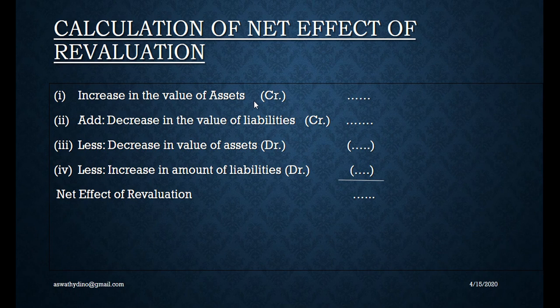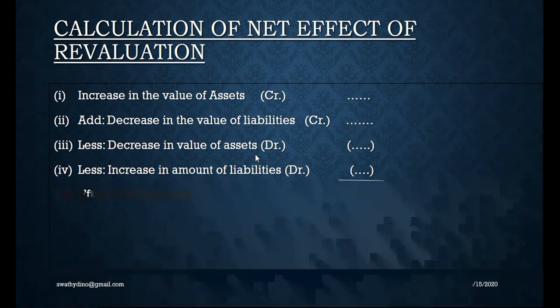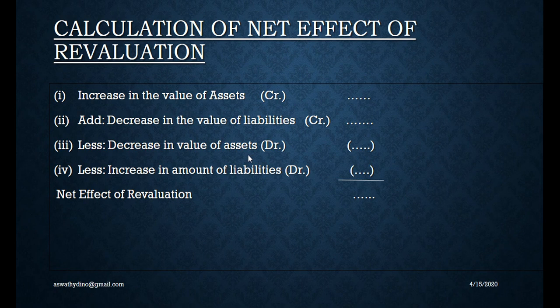Okay, so first, increase in value of asset. If any asset's value is increasing, we used to write it on the credit side of revaluation account, because it is a profit. That amount we need to add. We need to take that one. Then along with that one, decrease in value of liability. Liability value decreasing, that is also our profit. We used to write that one on the credit side of revaluation account. So that one we need to add along with the first one. Then decrease in value of asset. Any asset's value decreasing, is it profit or loss? It's a loss.